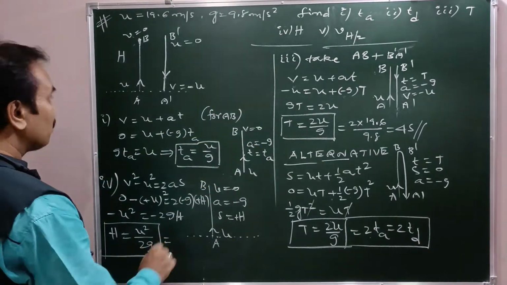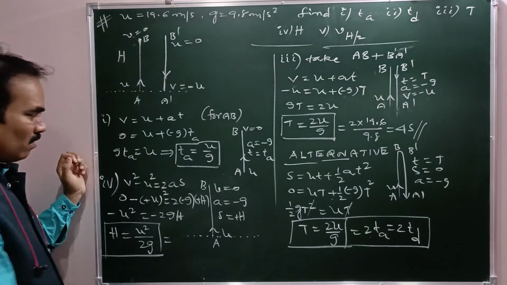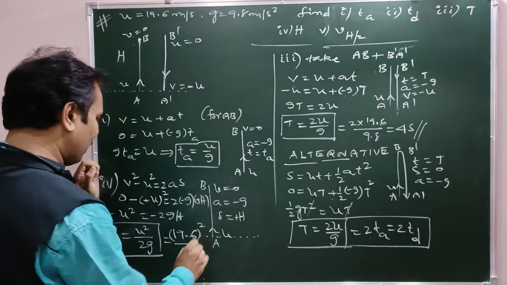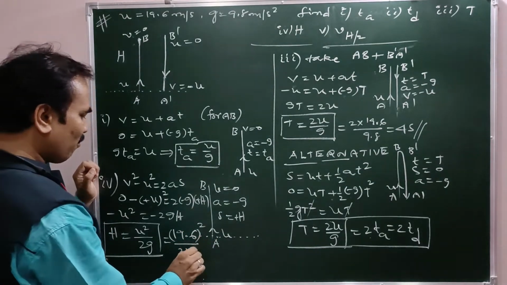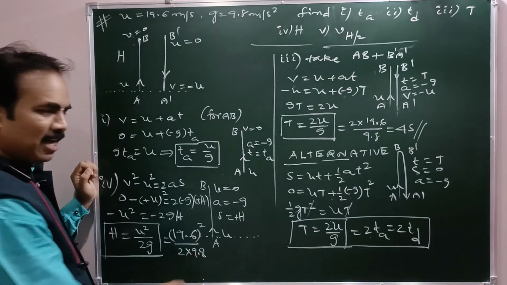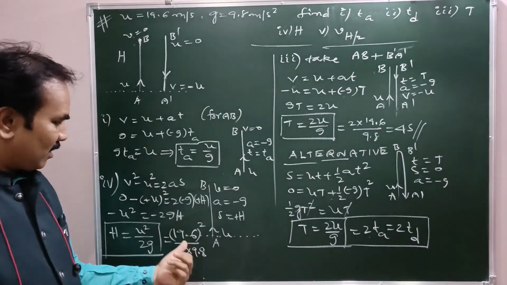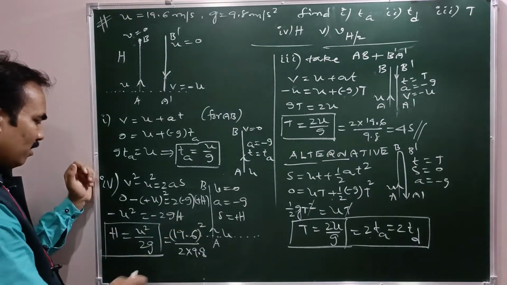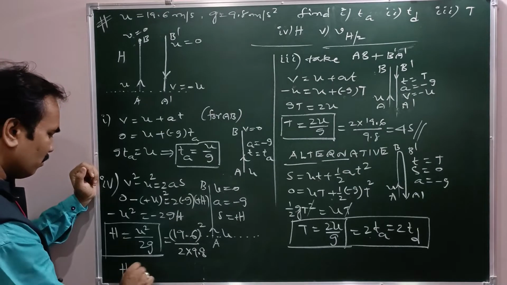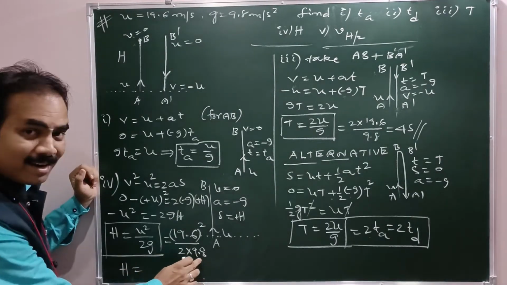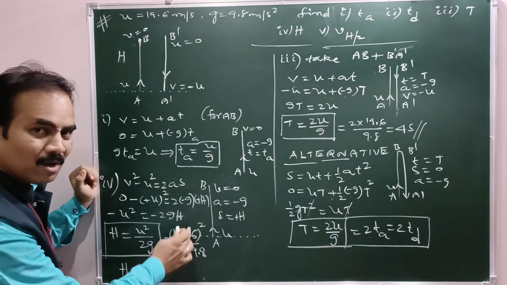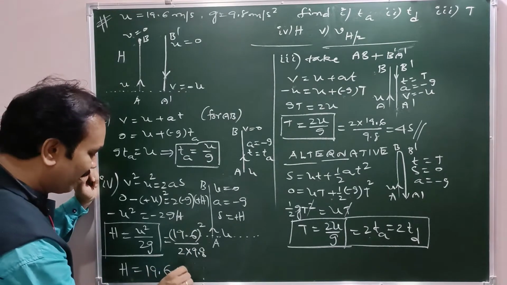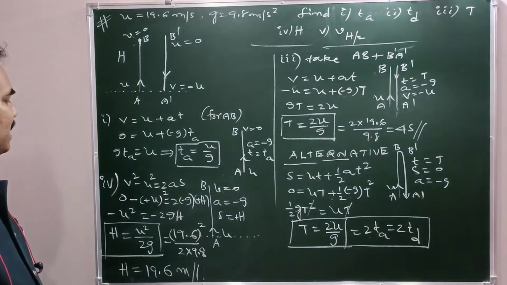That is U square, where U means 19.6 whole square, divided by 2G. 2 into G means 2 into 9.8, that is 19.6. Here we have 19.6 whole square, so one 19.6 cancels and we are left with 19.6. So H equals 19.6 whole square by 19.6, that is, we are left with 19.6 meter. This is the maximum height.